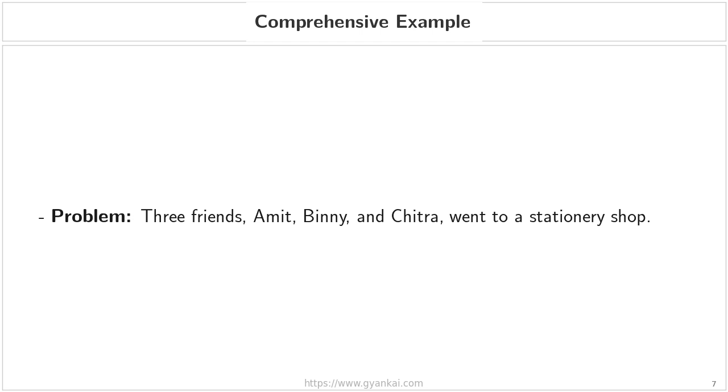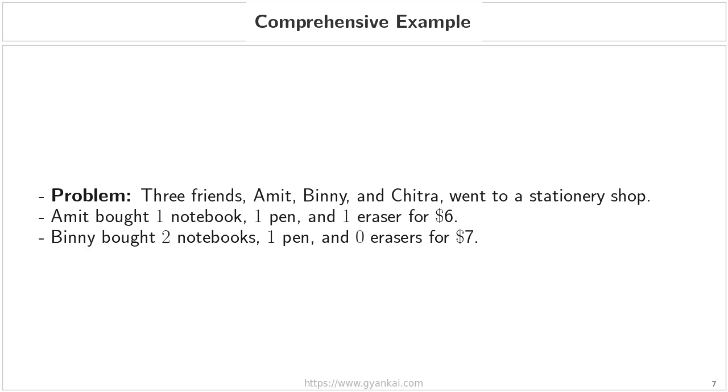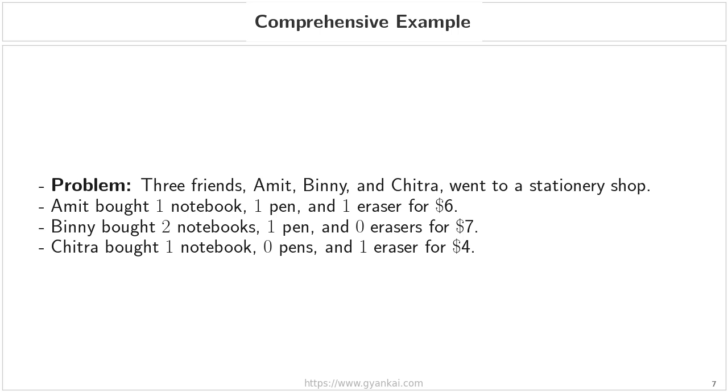We have 3 friends, Amit, Binny, and Chitra, who all visited a stationery shop, and we have the details of their respective purchases. First, we see that Amit bought 1 notebook, 1 pen, and 1 eraser, and his total bill came to $6. Next, Binny purchased 2 notebooks, 1 pen, and 0 erasers, totaling $7. Finally, Chitra bought 1 notebook, 0 pens, and 1 eraser, for a total of $4.